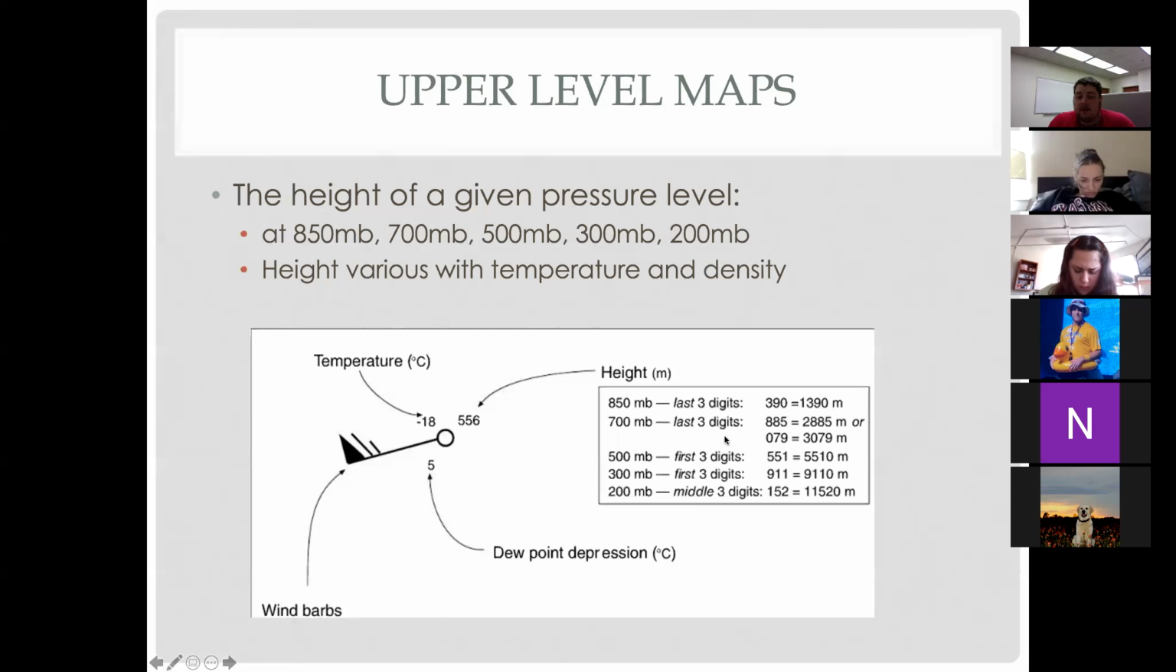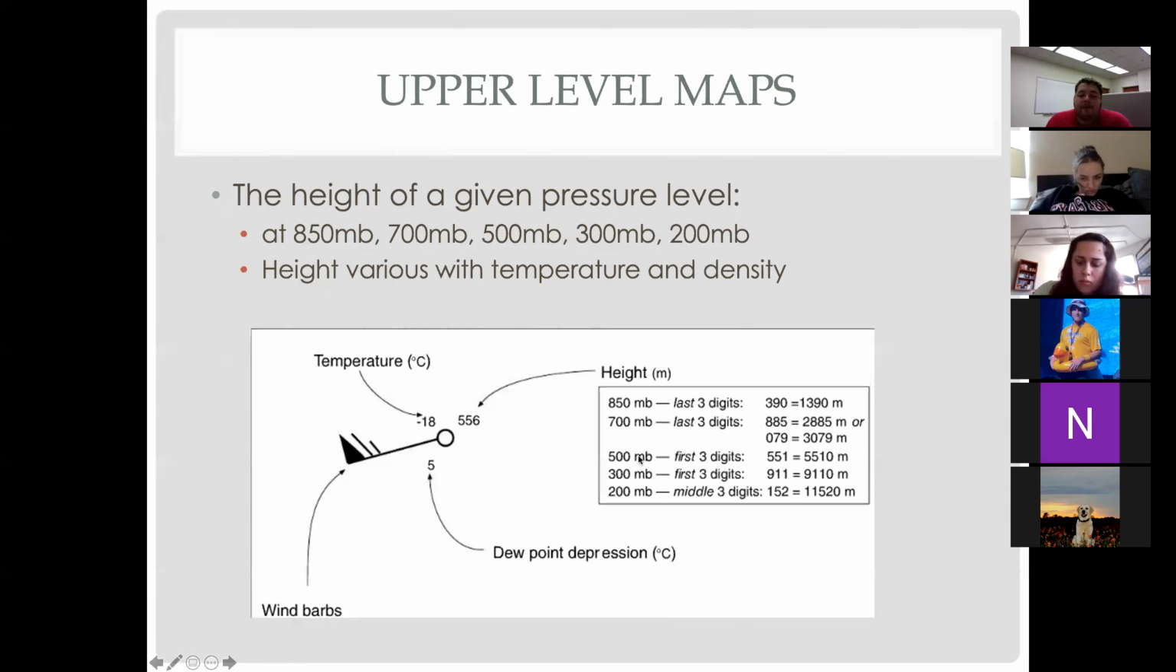And then the same thing at 700 millibars. It's also the last three digits. So it's kind of the same thing. It's the pressure where you have to decode it and look at which one sounds more reasonable. So if it's 885, this would be 2885 meters, or if it's 079, then that would be 3079 meters.